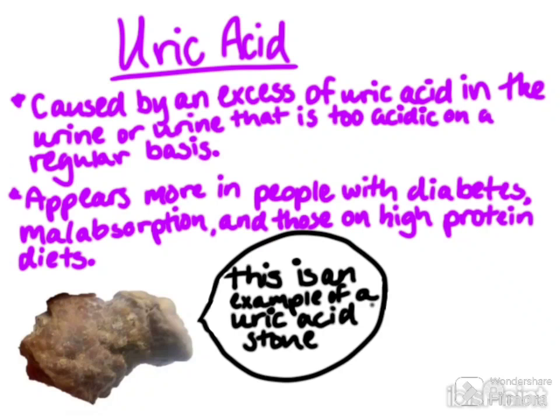Uric acid stones. These are typically caused by an excess of uric acid in the urine or urine that is too acidic on a regular basis. These appear more in people with diabetes, malabsorption, and those with high-protein diets. You will lessen these stones by eating less red meat and less protein.